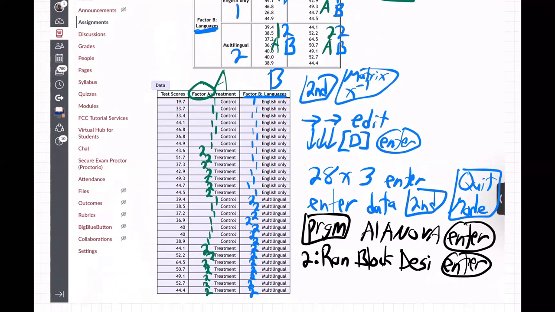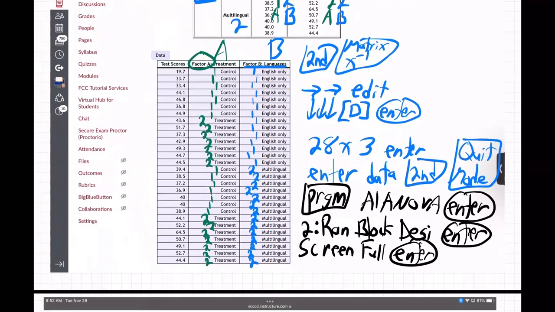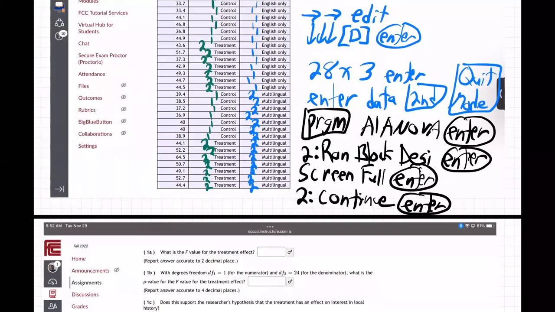And after you hit that, you're going to get a screen full of stuff. Don't worry about reading any of that. Just hit enter again. I know it's confusing. It's waiting for you just to hit enter again. And when you hit enter again, then it'll say, okay, do you really want to continue? And you choose 2, continue, and hit enter again. Then it'll run for a long time. And finally, when it does, it'll give you some output.